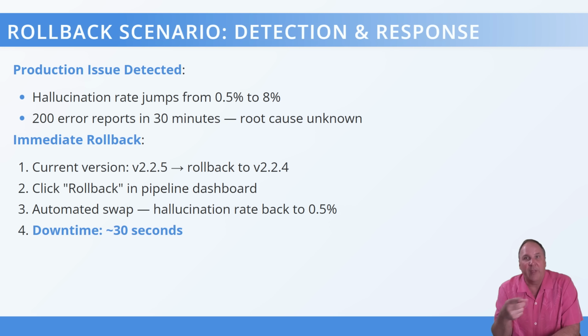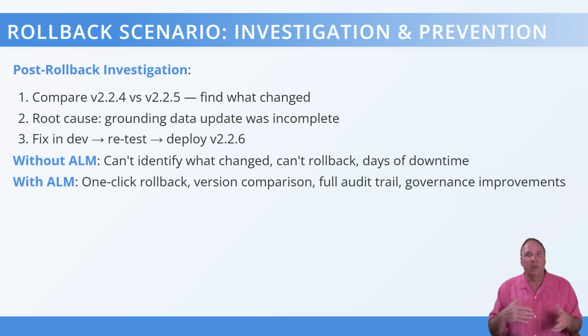Without ALM, without versioning and rollback capability, you're stuck. You have a broken agent and no clear way to revert. Now, once you've rolled back, you investigate. Compare the broken version against the stable one. Find the root cause. Maybe an incomplete grounding data update. Fix it in dev, retest, and redeploy properly.